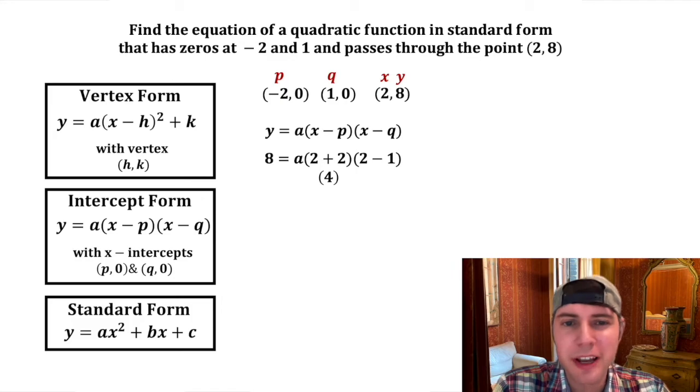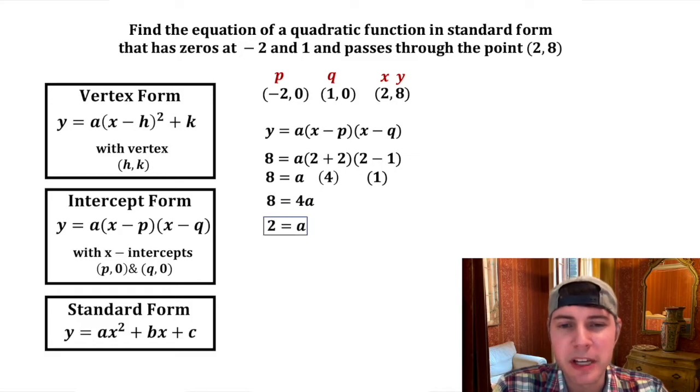2 times 2 is 4, and 2 minus 1 is 1. Bring down everything else. 8 times 4 times 1 is 4a, so we have 4a equals 8. Divide both sides by 4, and we get a equals 2.